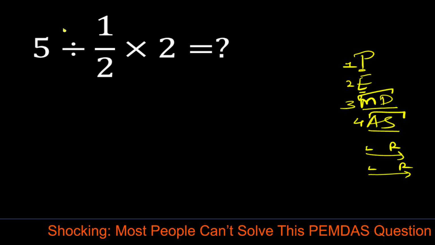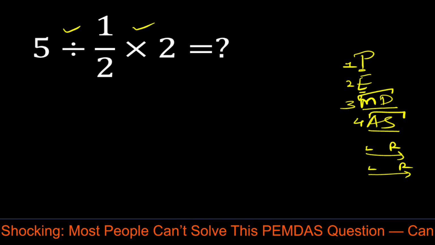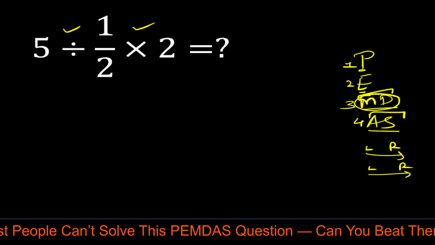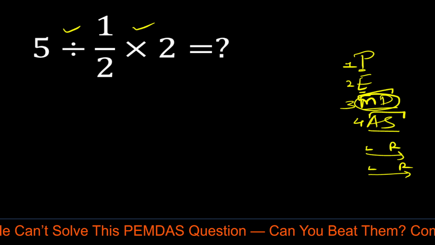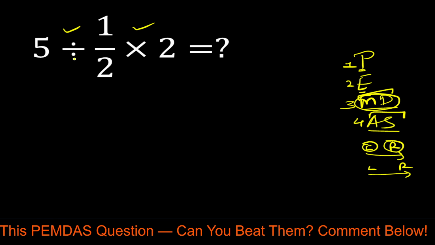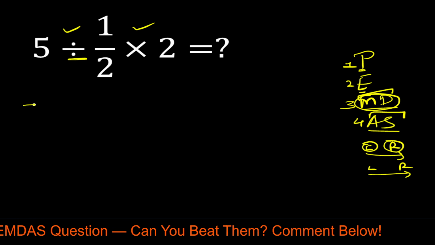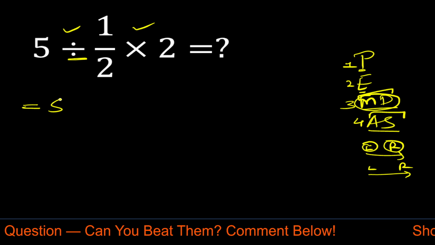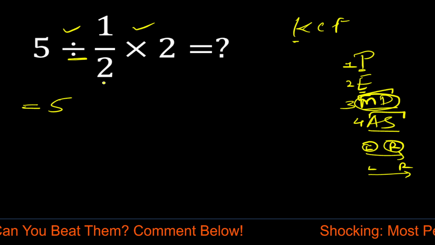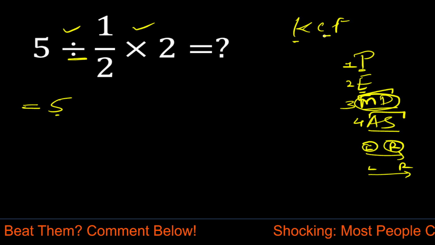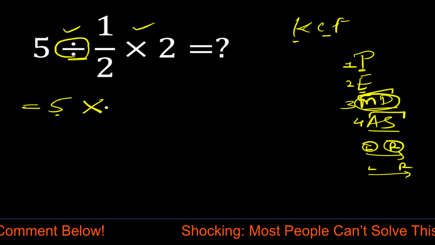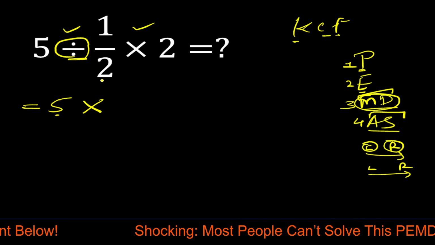So in this question, here we have division and here multiplication. So multiplication and division both have equal priority, so we have to solve it from left to right. So first we have to solve this division. So now 5. Now according to the KCF rule, K means keep this 5 as it is, same. Then C means change this sign from division to multiplication. Then F means flip this second fraction.